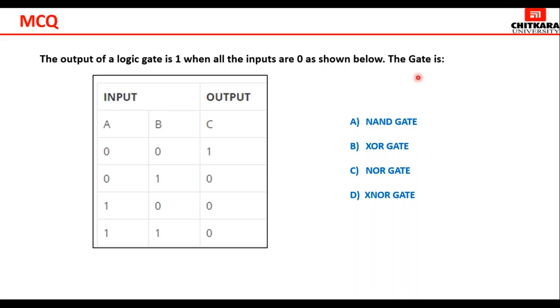Okay, so I'm getting some of the answers. So let's check which one is the correct option. So it is a NOR gate, right? So the ones who have written NOR gate, clear. It is the correct one, right? Okay. So I think now you are getting some idea of how your MCQs will come in the exams on this topic.